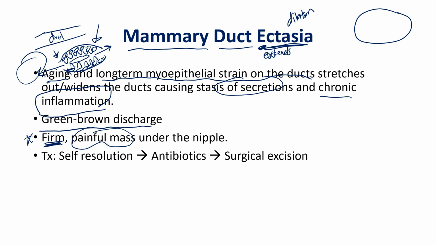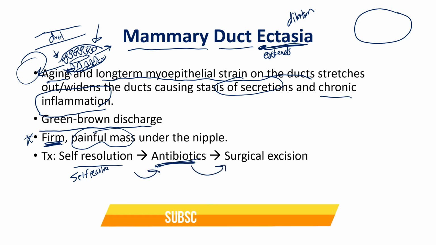So what's the treatment for mammary duct ectasia? The treatment, again, should look very similar to the previous slide. Self-resolution. This will usually self-resolve on its own. If it does not self-resolve, antibiotics. There it is again. Why? Because you have a chronic inflammation. You have bacteria building up with the milk stasis. If that doesn't work, then you have surgical excision.